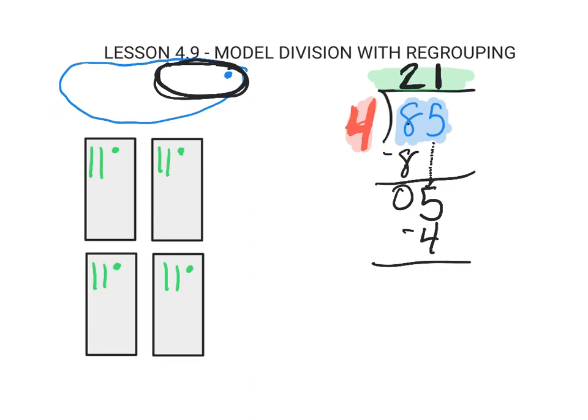And how many 1s are left over? This little guy right there. Sorry, guy, you're all by yourself. 5 minus 4 equals 1. Now, that can be written as my remainder of 1. Or if I want to do a fraction, 21 and 1/4.